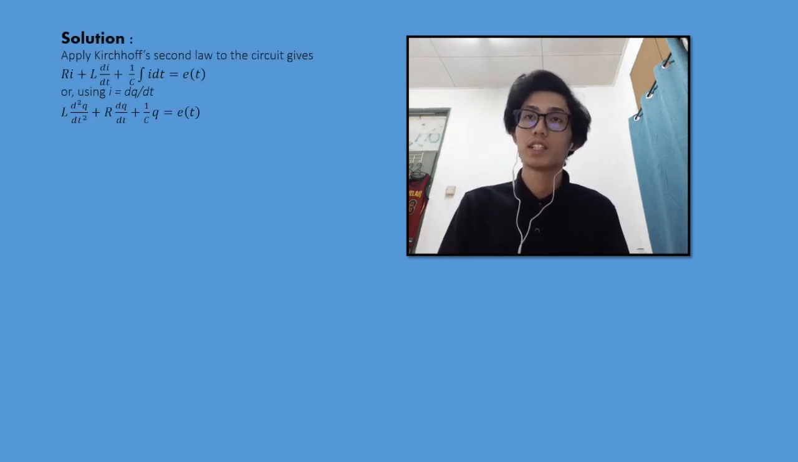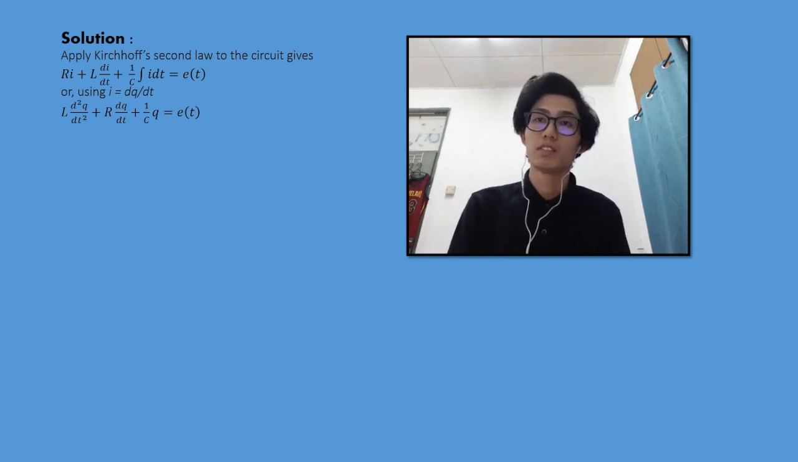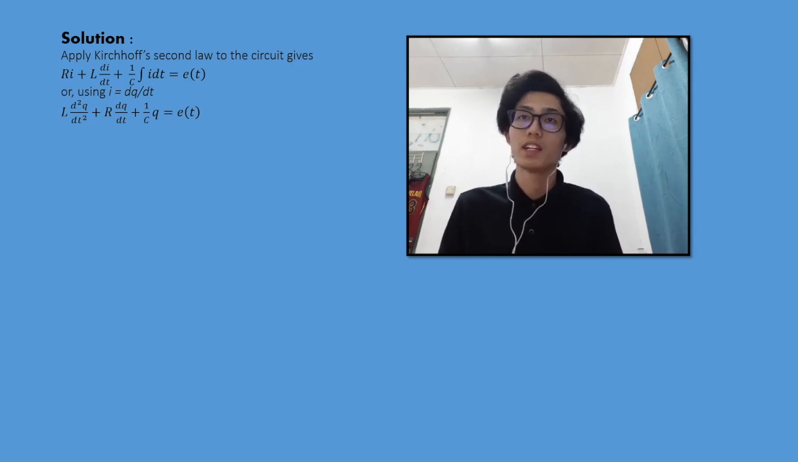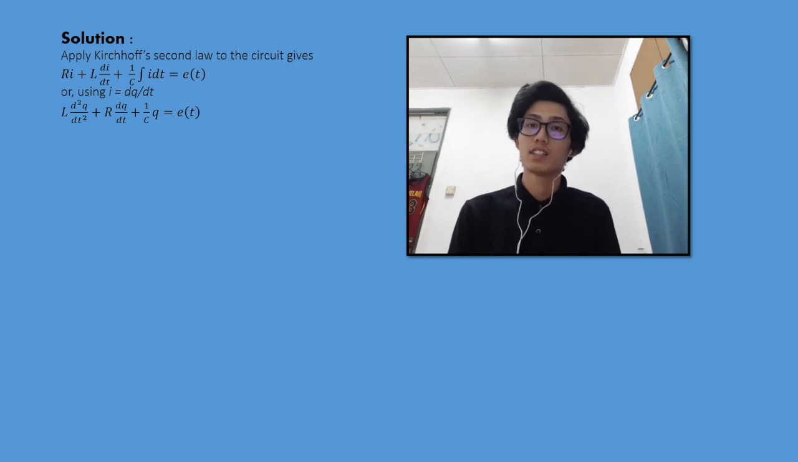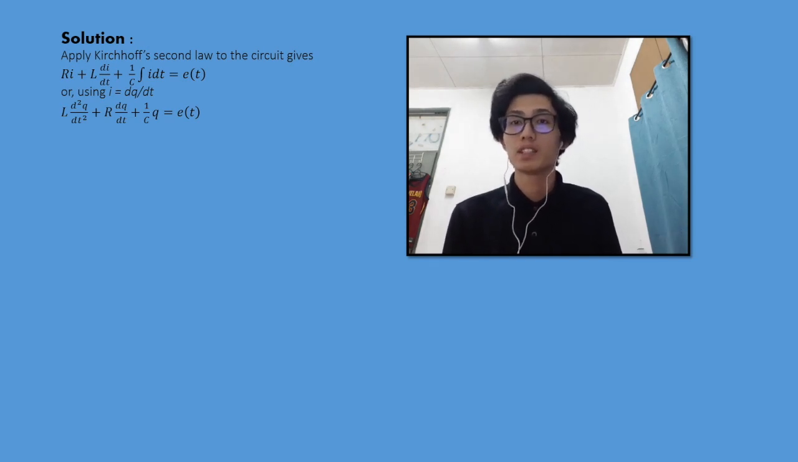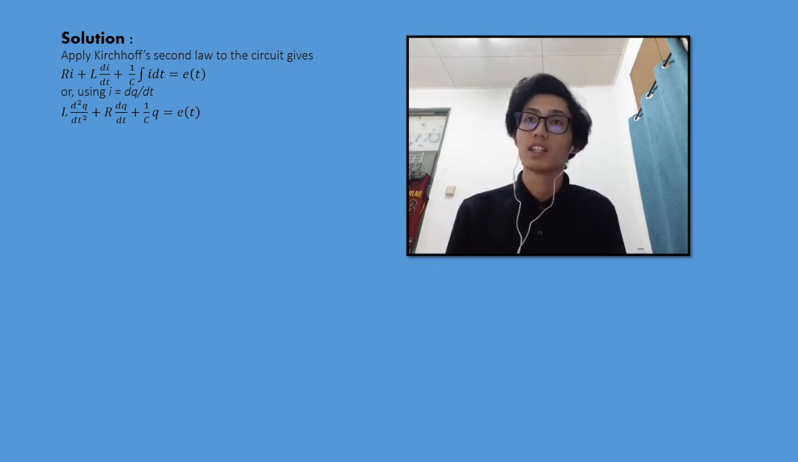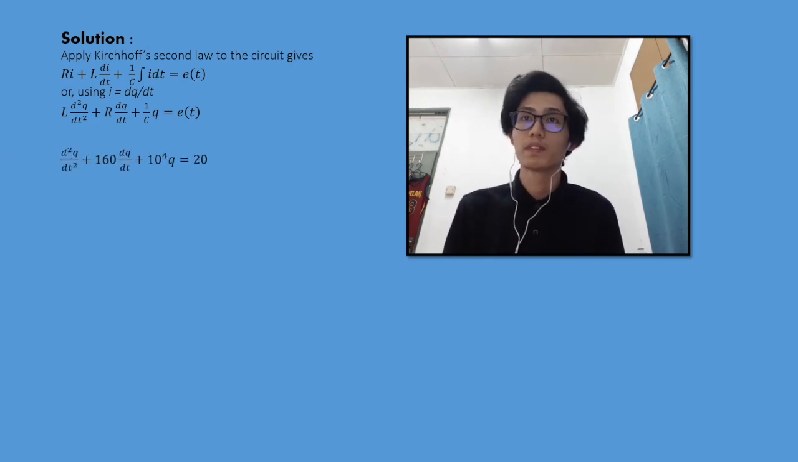Now I will show you how to solve the electronic circuit problem by using Laplace transform. First, you can use Kirchhoff's second law on the circuit, given that we give you this equation, and you can use I equal to dq over dt, which will give you that equation. After that, by substituting the given values for L, R, C, and E(t) that I mentioned in our previous slide, will give you this equation.